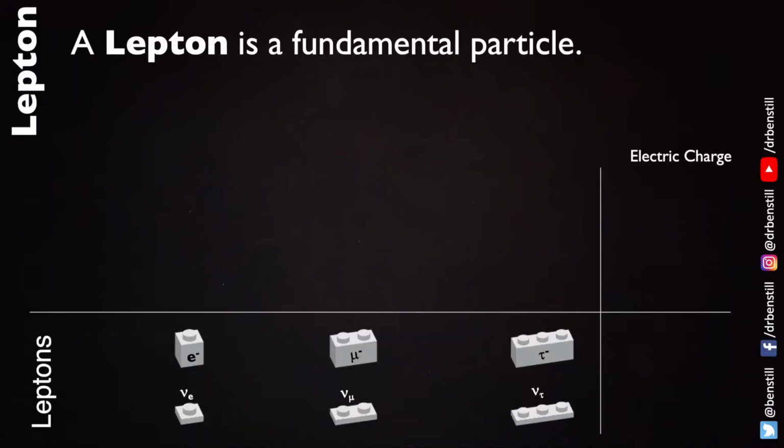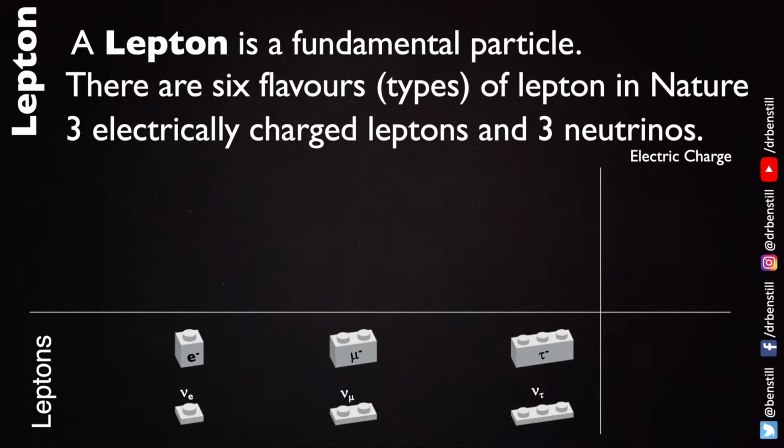Now leptons are fundamental particles, which means that they can't be broken apart into anything smaller. They seem to be part of the smallest building blocks from which everything is made. There are 6 different types, or what we call flavours of lepton in nature: 3 which have an electric charge, and 3 which are electrically neutral. The 3 electrically neutral particles are called neutrinos, while the ones with electric charges are called charged leptons.